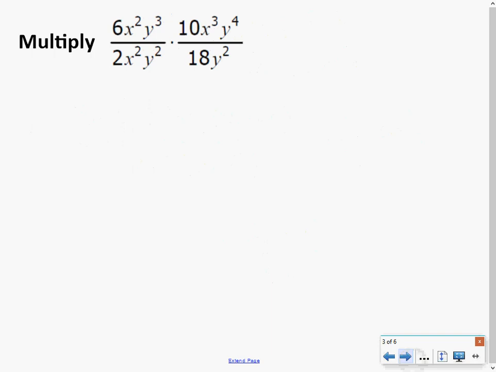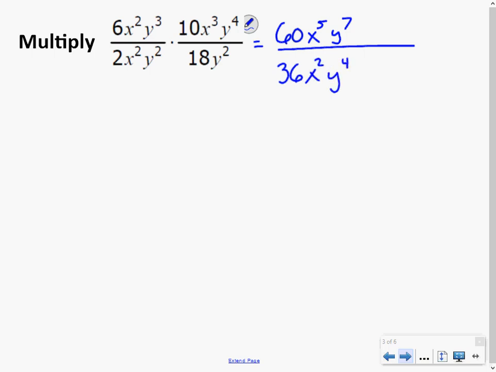We can also multiply. So let's look at a case where it's just monomials, and then we'll move into one where we have to actually factor. Now, right off the bat, we could multiply everything and then just use our exponent rules to simplify after. So if I multiply the numerators together, I'm going to get 60, x to the 5th, y to the 7th, and in the denominator, I get 36, x squared, y to the 4th.